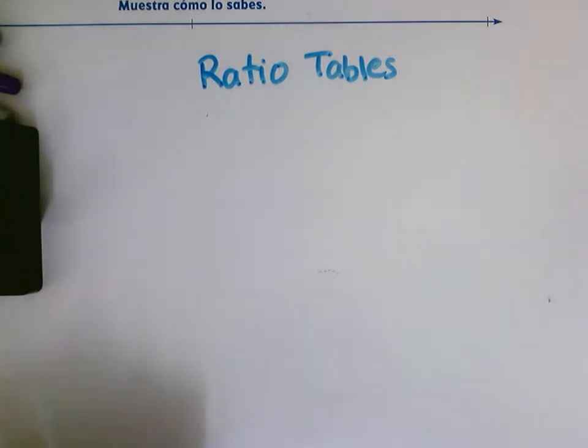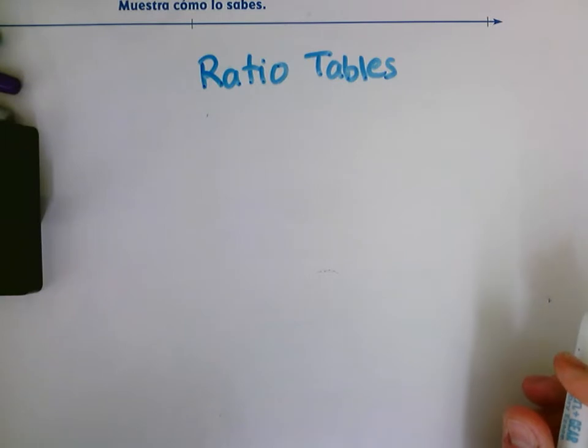In today's lesson, we'll be building ratio tables. And we did some work with ratio tables earlier this year. Today, we're going to be building ratio tables of the first 30 multiples of a given number.